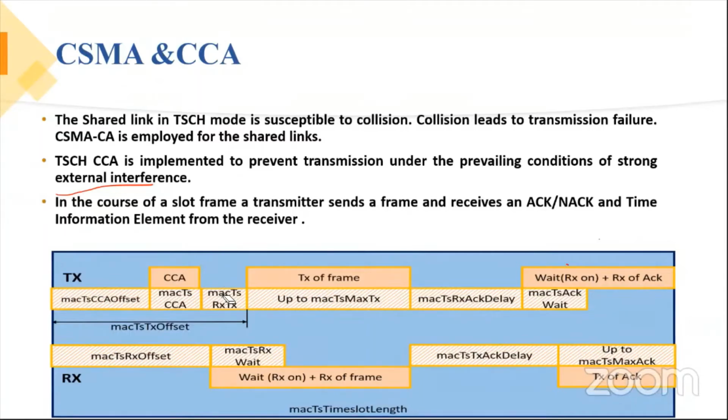And look at what happens at the reception side. All that you do in the reception side is shown below. Here it was MAC TS CCA offset; this is MAC TS RX offset. Again, there is a certain time. Then you have MAC TS RX wait. Then you wait. From here onwards, you wait. And then you have MAC TS TX ACK delay. Again, there is a certain time. And then you have up to MAC TS max ACK.